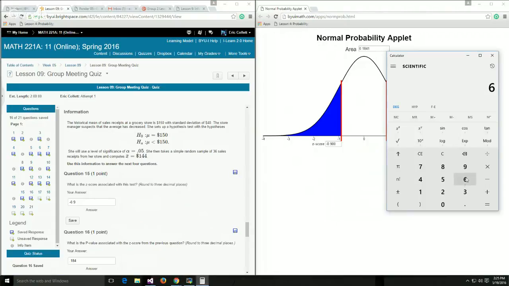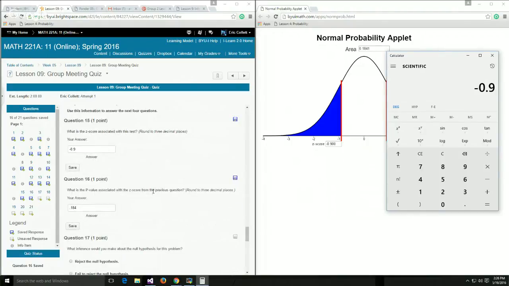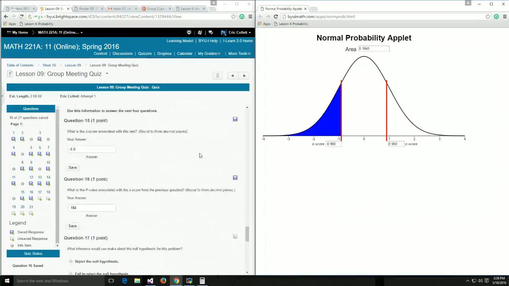Yeah, I did the 36 square root. Square root of 36 is 6, so you do 40 divided by 6 to get the standard error, then I put that in the memory. Then you do 144 minus 150, which gives you negative 6, and divide it by that. Yeah, I'm pretty sure that's it. And we just did the left tail because all it's asking for is less than 150.